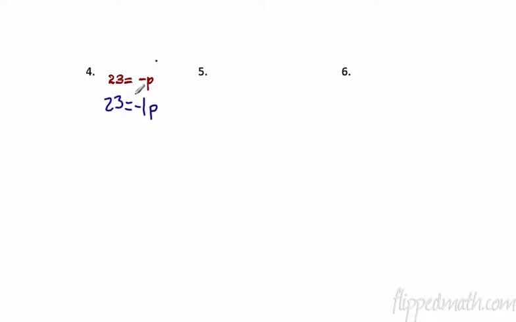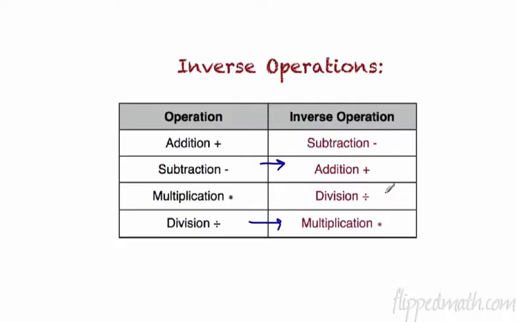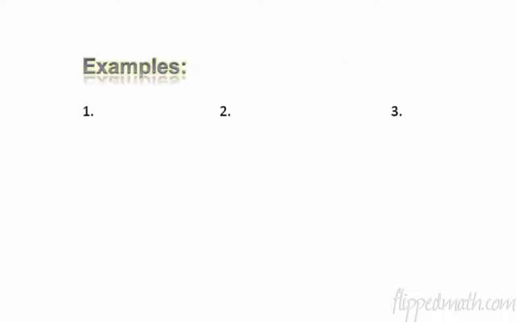And so, here's the rule. If you see a negative, just change it to a negative 1 right there. And now you can solve it. This is negative 1 times p. And so the opposite of multiplication is division. So that's what we're going to do to solve it.